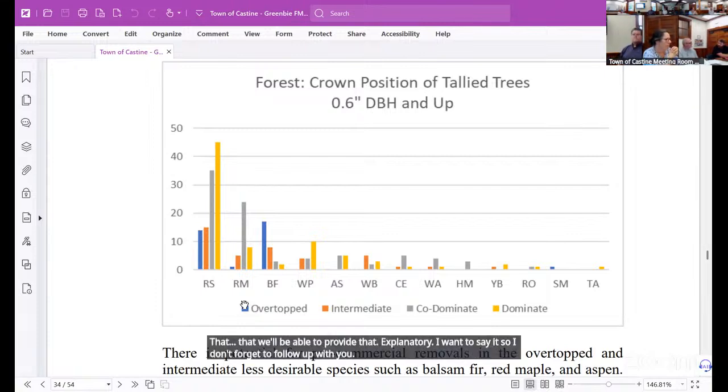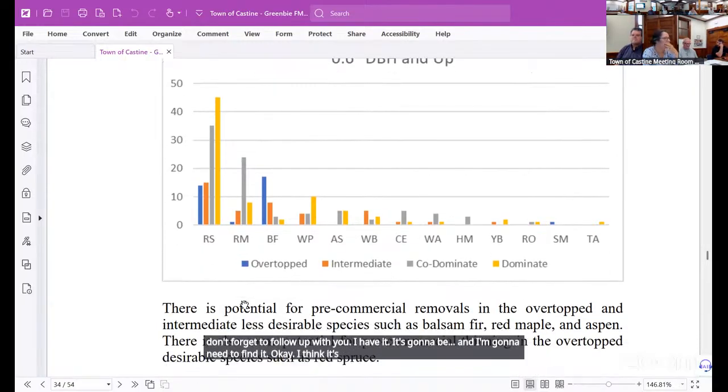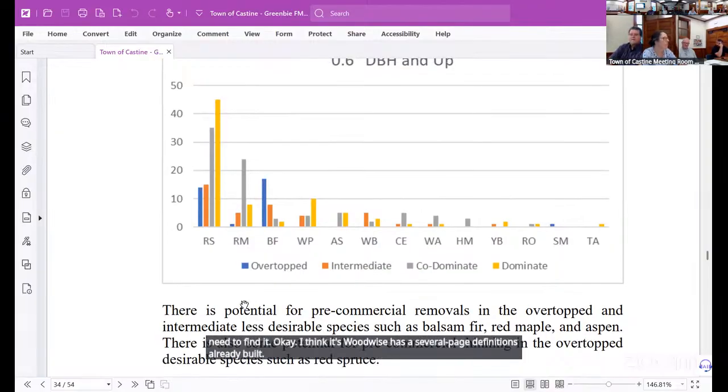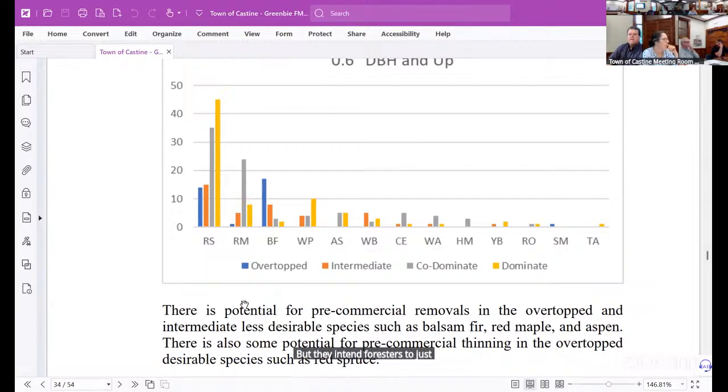I have it, I'm going to need to find it. I think it's Woodwise. They have several pages of definitions already built, but they intend for foresters to just cut and paste. I think it's them, but we'll talk about it. Okay, I made a note of that.